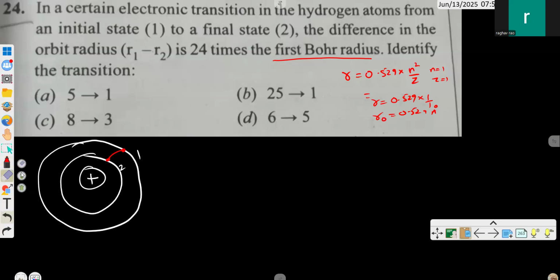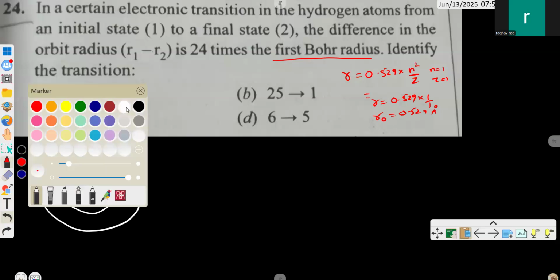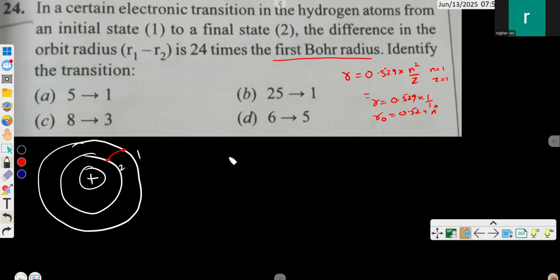Now let us come to our question. Our question says that R1 can be written as 0.529 into n1 square by Z. This 0.529, I can take as R naught. And R2 is equal to, again, R naught into n2 square by Z. As this is hydrogen, Z doesn't have any value, you can remove this, Z is 1.